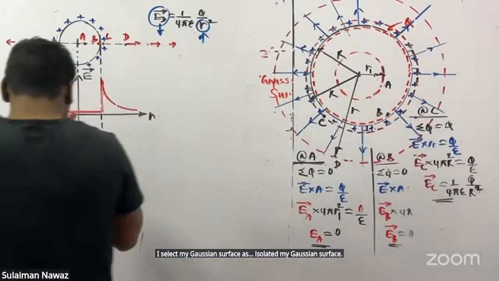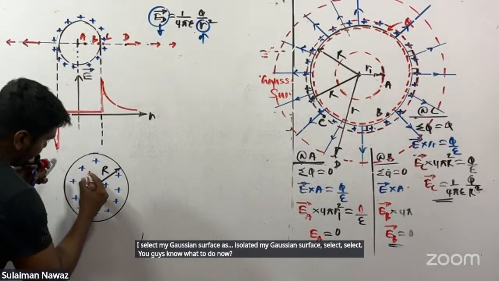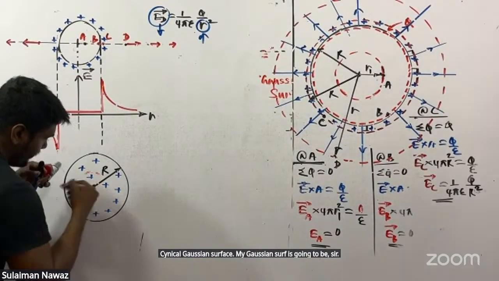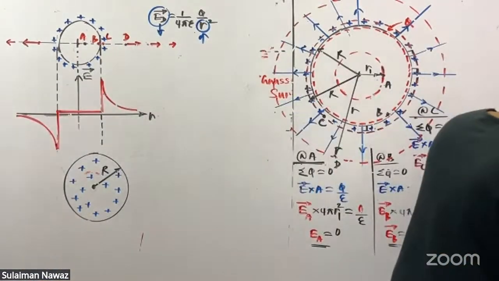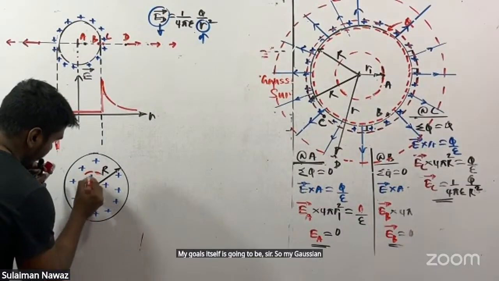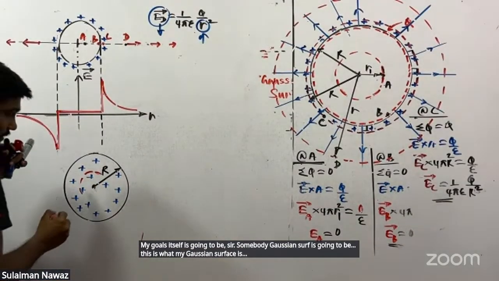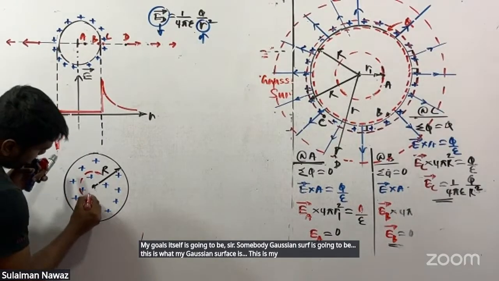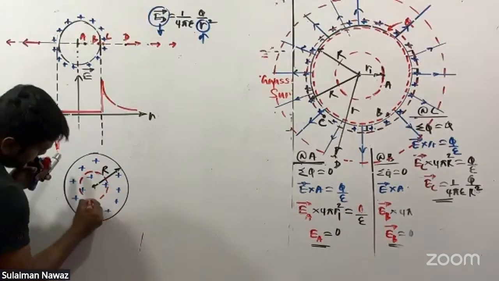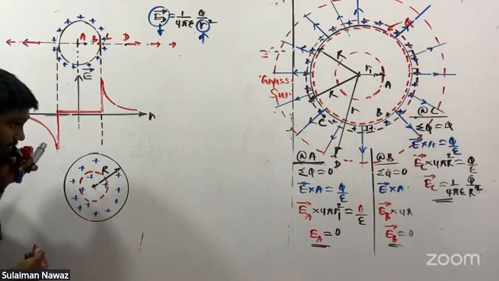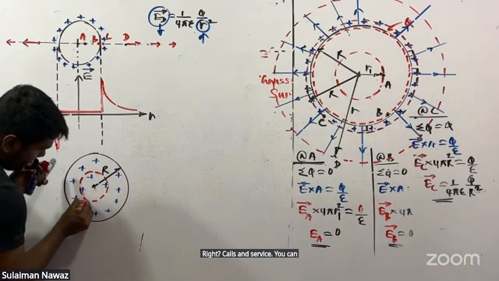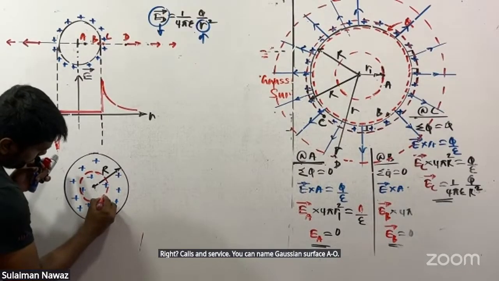You guys know what to do now. Select your Gaussian surface. This is my Gaussian surface. You can name the Gaussian surface A dash, or give it any name.